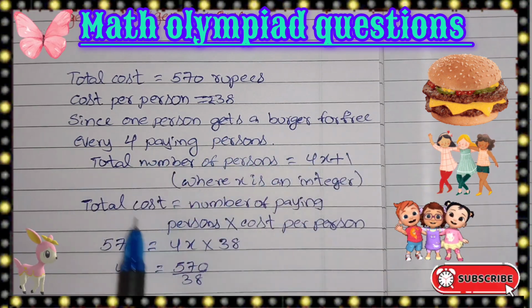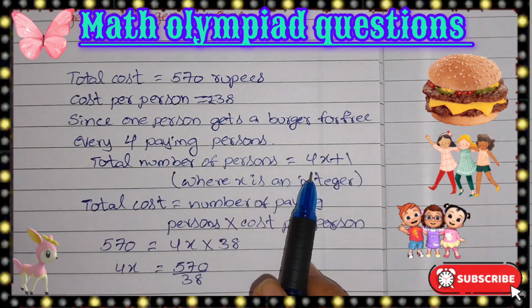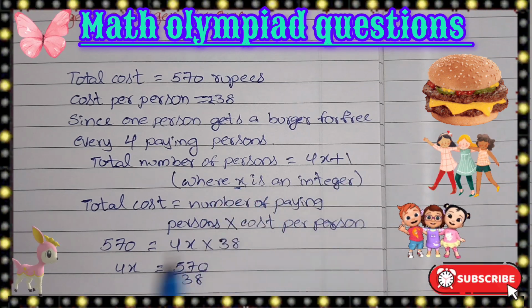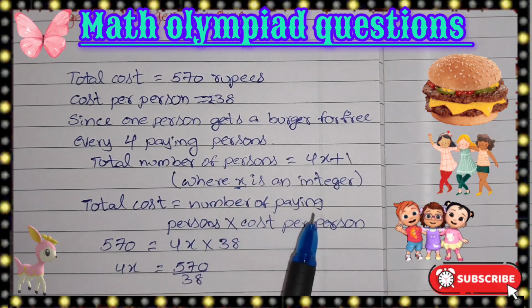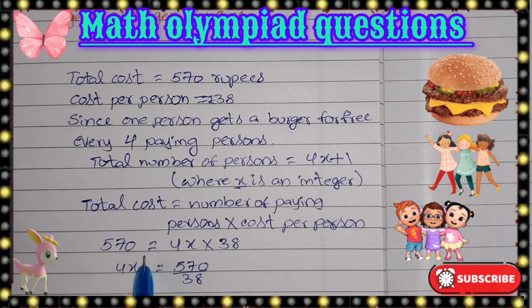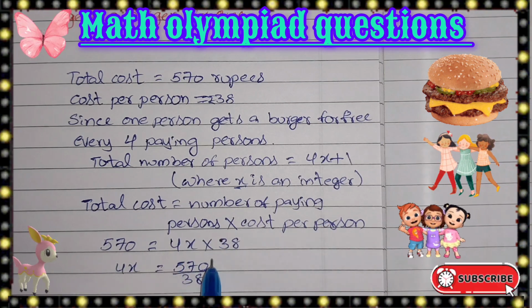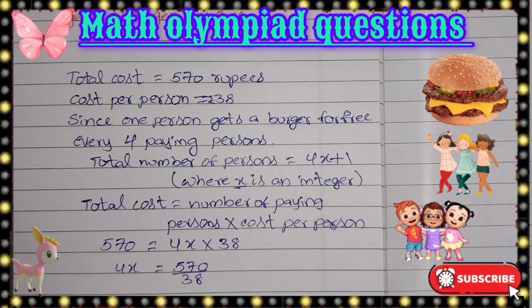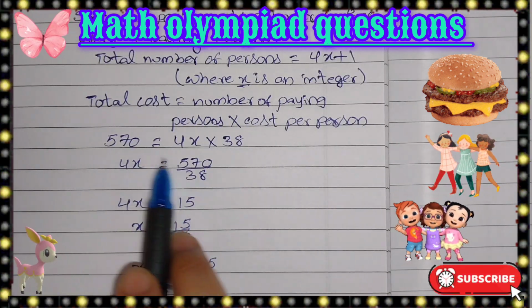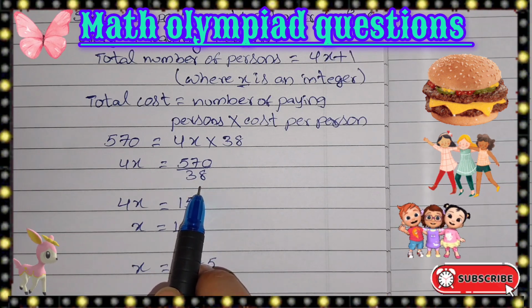Since one person gets a burger for free for every 4 paying persons, total number of persons equals 4x plus 1, where x is an integer here. Total cost equals number of paying persons multiplied by cost per person. 570 equals 4x multiplied by 38, because total cost is 570 rupees.